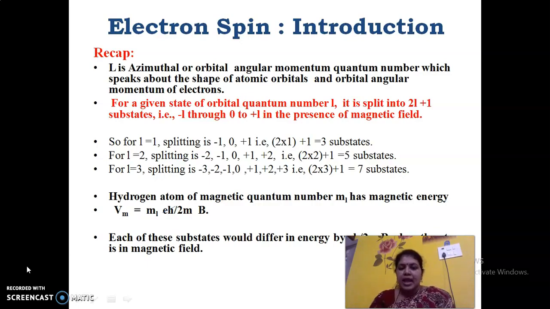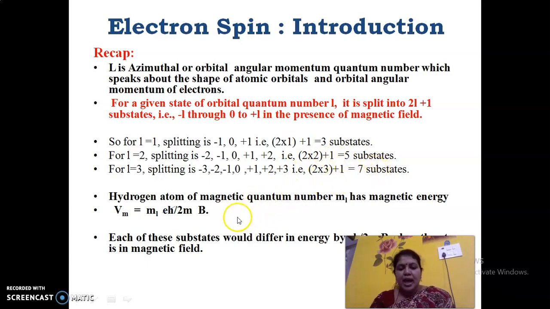Say you have a given state with l equal to 1, it gets split into 3 substates, 2l plus 1, 2 into 1 plus 1, running from minus 1 to plus 1. Similarly, for l equal to 2, it gets split into 2 into 2 plus 1, 5 substates, running from minus 2 to plus 2. For l equal to 3, the splitting is from minus 3 to plus 3. That is 2 into 3 plus 1, 7 substates.